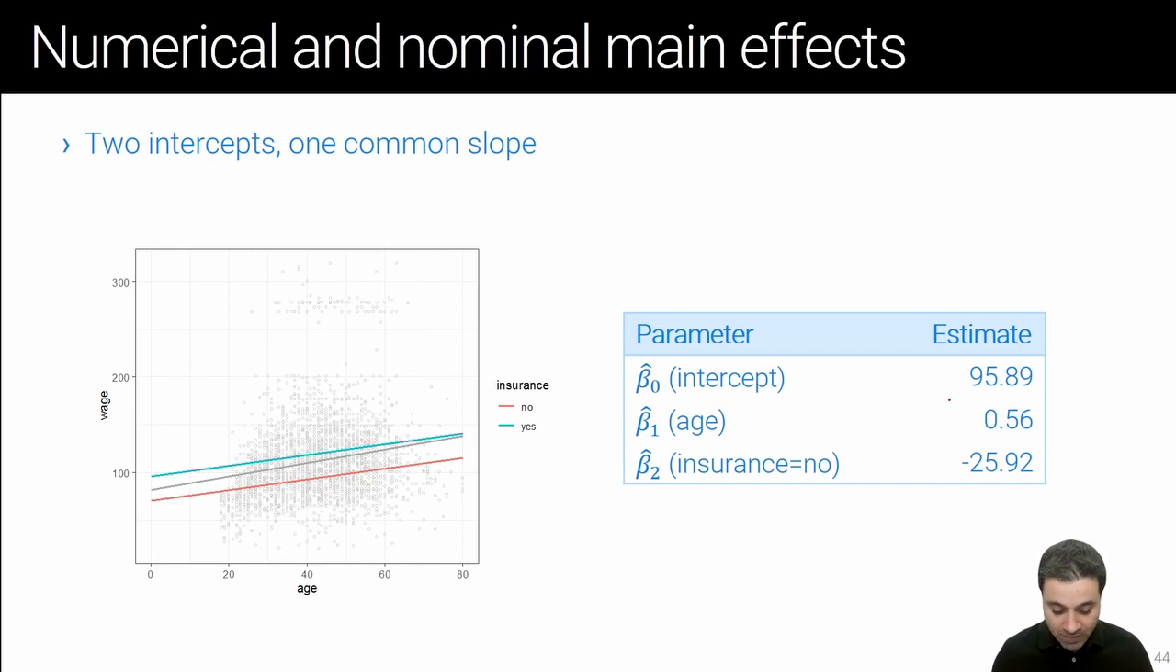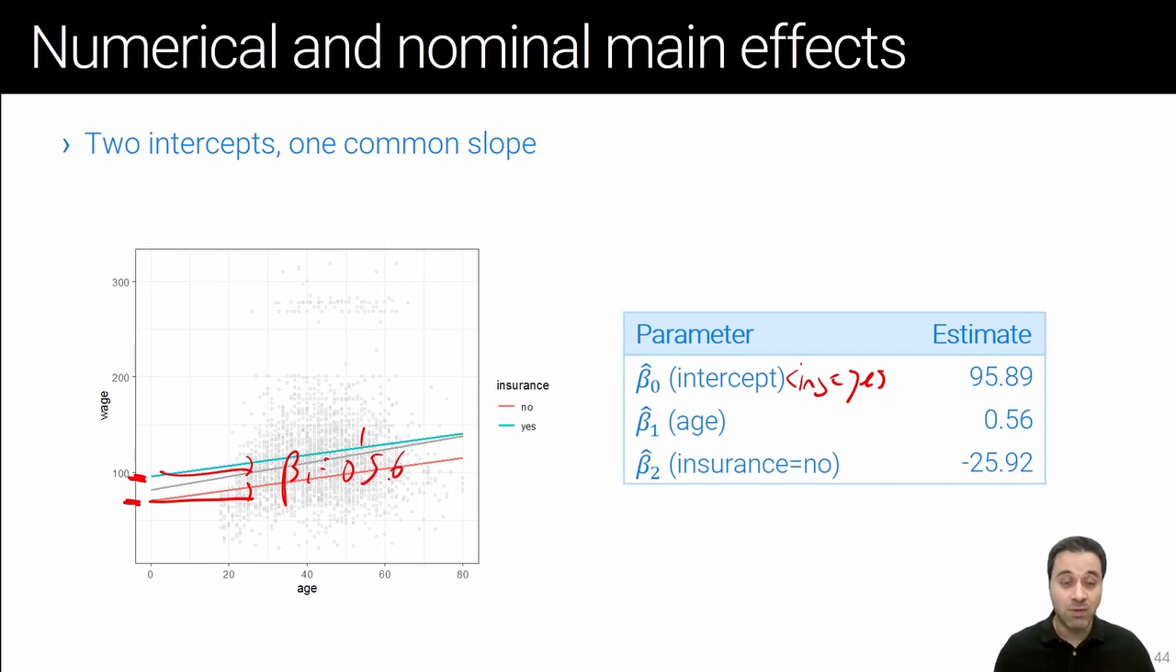And so how do we interpret the model? Well, in here, insurance equal no would be the value for the dummy variable equal 1. So by default, the intercept would be insurance equal yes. And so what this is saying is 96 would be the intercept over here. A negative deviation of 26 units would be the intercept for insurance equal no. And in both cases, the slope for the age is 0.56. So the slope for both lines is the same, is beta 1 equal 0.56.